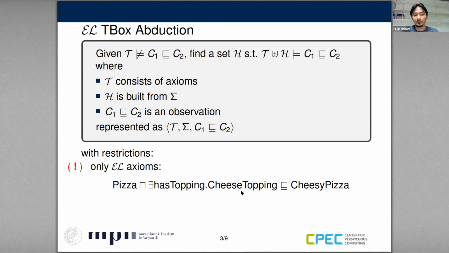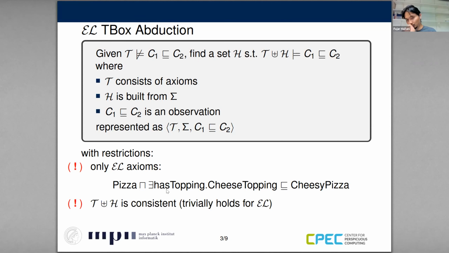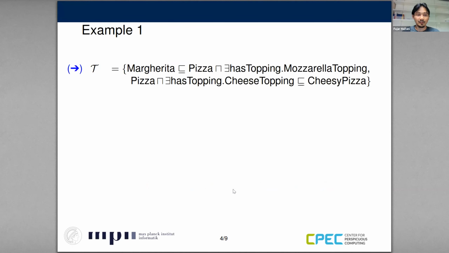Another restriction is that we only deal with EL axioms. For example, this one here: pizza with cheese topping is a cheesy pizza. As you can see here, we do not have negation or disjunction, which is quite nice because then for the second restriction that we already discussed before, which is consistency, this holds trivially for EL simply because of the syntactic restriction.